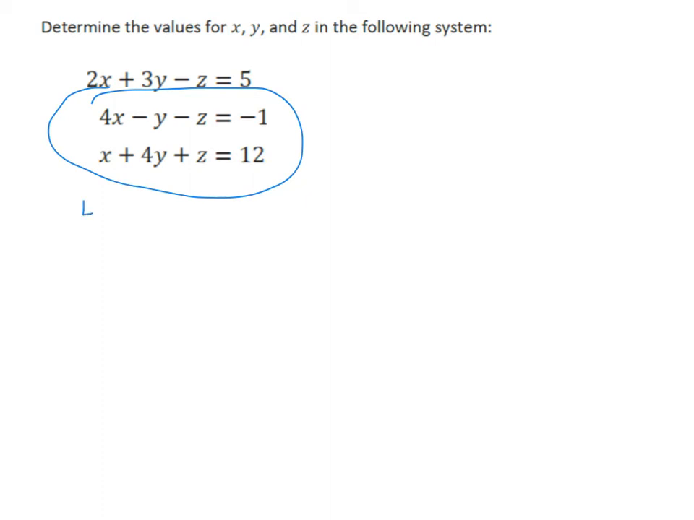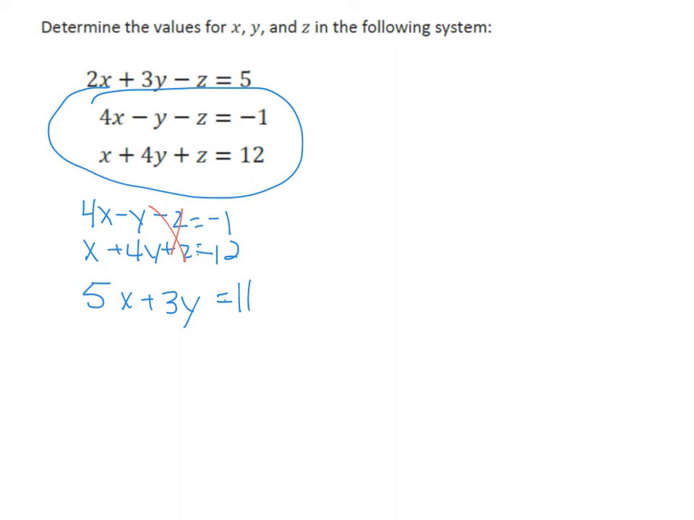So I have 4x minus y minus z is equal to negative 1, and I'm adding x plus 4y plus z is equal to 12. So if I add these here, I get 5x plus 3y, and notice the z will cancel, is equal to 11.